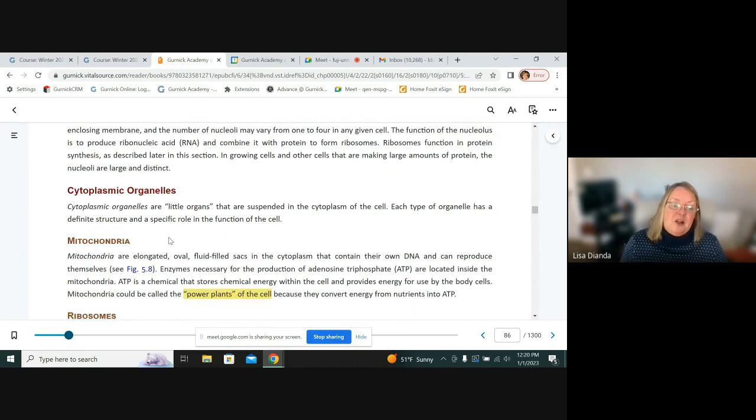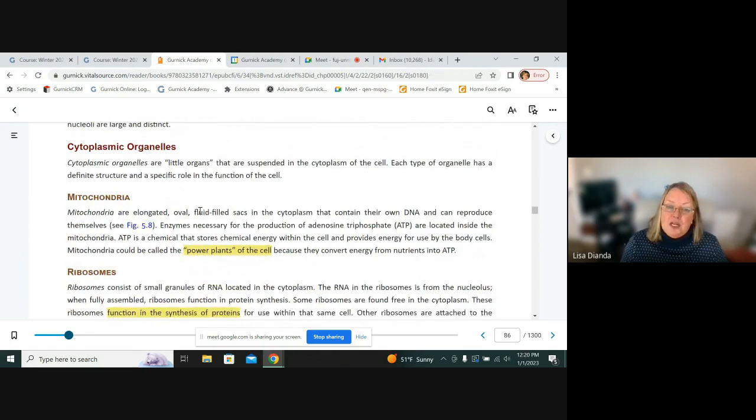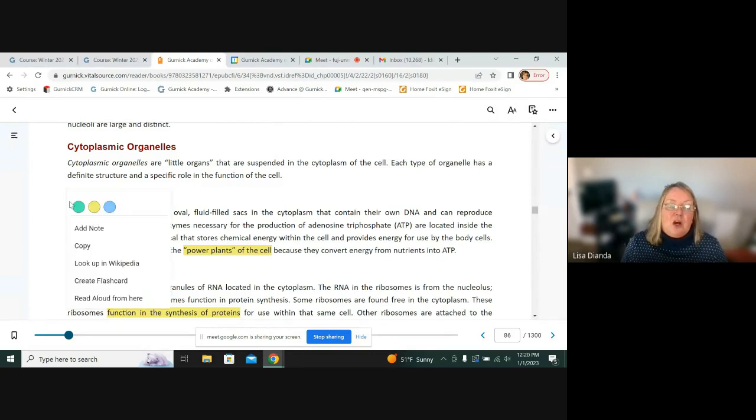Organelles within the cell. Mitochondria, right? They're elongated fluid-filled sacs in the cytoplasm. They have their own DNA. They can reproduce themselves. They are the power plant of the cell. That's what you want to know. The mitochondria is the power plant of the cell.